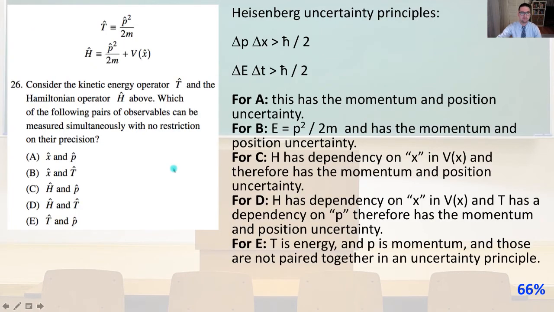Number 26, consider the kinetic energy operator T hat and the Hamiltonian operator H hat above. And there it is above. Which of the following pairs of observables can be measured simultaneously with no restriction on their precision?